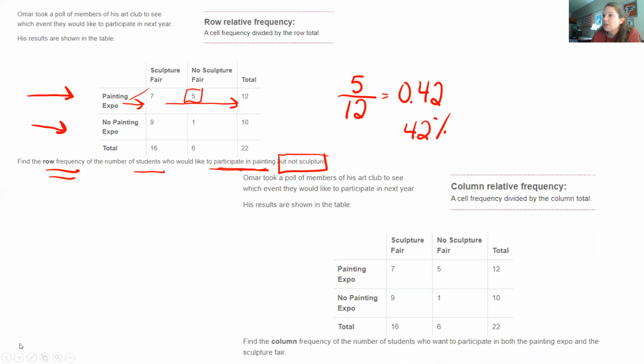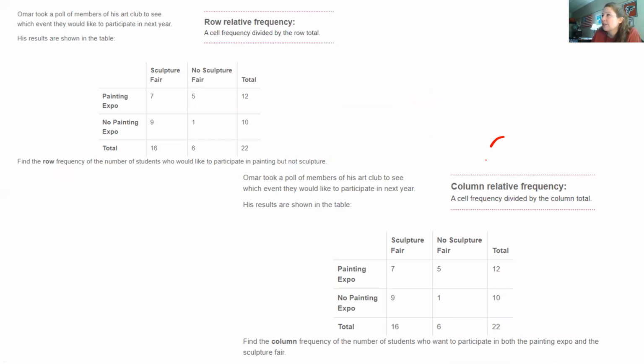All right, now we can also do column relative frequency, right? Column relative frequency. Now our columns go this way. So this time we're going to find the column frequency of the numbers who want to participate in both the painting expo and the sculpture fair. So the first thing we're going to look at, the first criteria, is the painting expo. How many students?